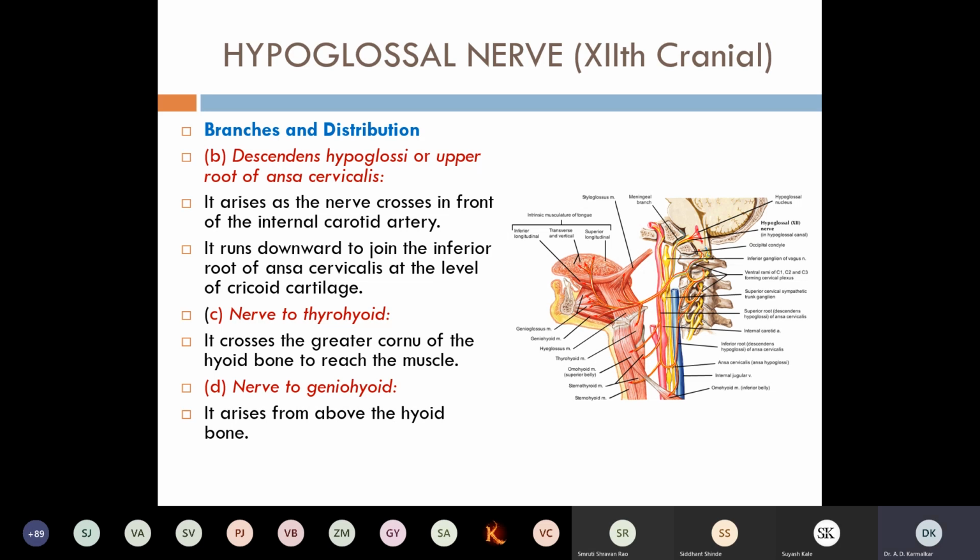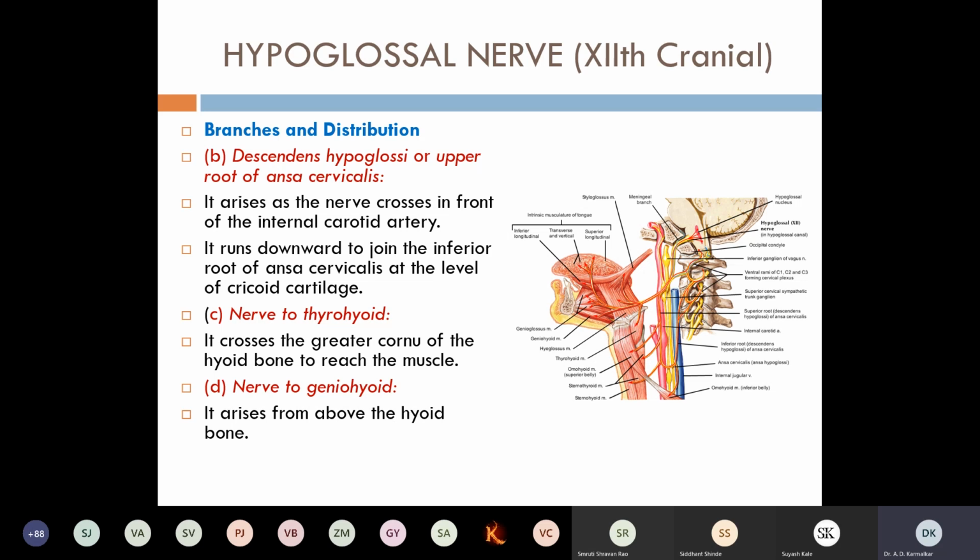Now here we know it is going downwards. It is contributing to the formation of ansa cervicalis. It is descendens hypoglossi, also called the superior or upper root of the ansa cervicalis. Okay, so what are these branches? It is a nerve to the thyrohyoid, and it is going to the nerve to the geniohyoid muscle. These are not the muscles of the tongue, but they are supplied by the C1 nerve.